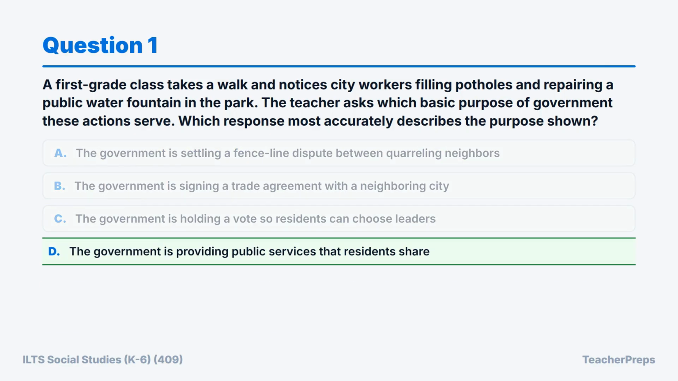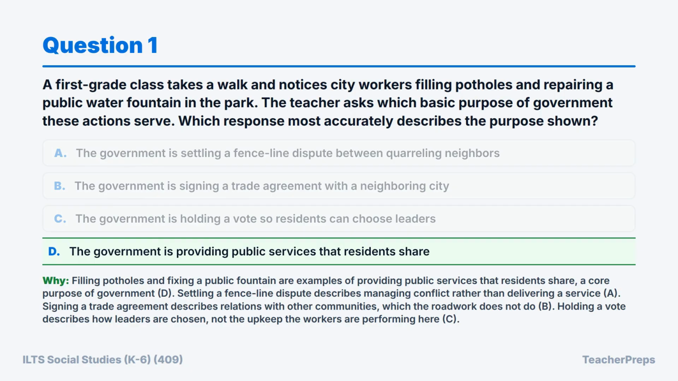The correct answer is D. The government is providing public services that residents share. Filling potholes and fixing a public fountain are examples of providing public services that residents share, a core purpose of government. D. Settling a fence line dispute describes managing conflict rather than delivering a service. A. Signing a trade agreement describes relations with other communities, which the roadwork does not do. B. Holding a vote describes how leaders are chosen, not the upkeep the workers are performing here. C.